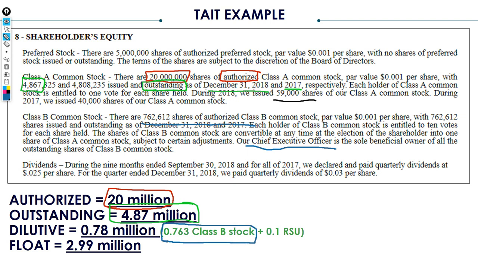And then further on in the SEC filing, it shows us that there are about 100 and I think it's like 10,000 restricted stock units. So I just rounded that again. And what that gives us is 0.78 million dilutive.